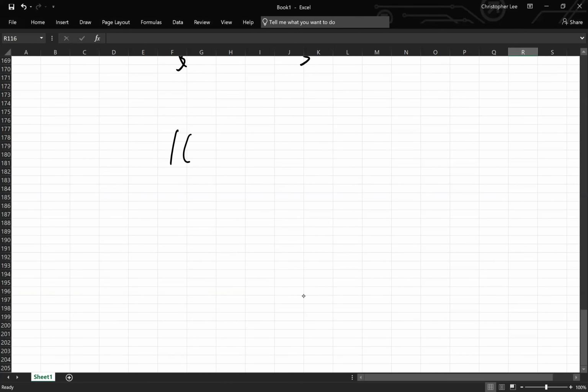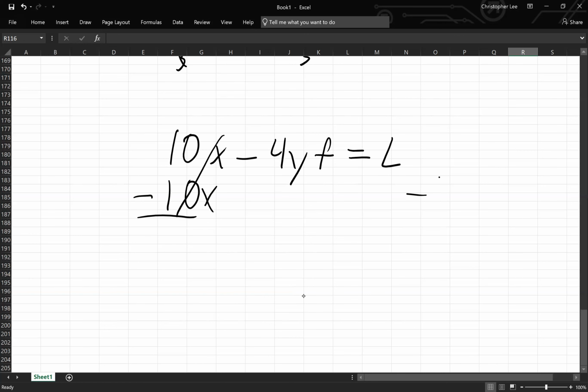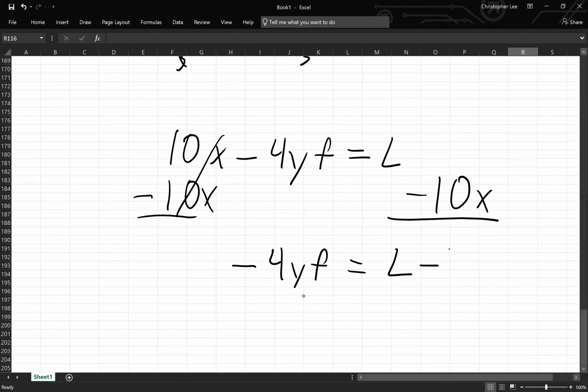Let me see. 10x minus 4yf. Like that? That's fine. All right, that's not bad. This one is minus 10x, good. Minus 10x, right? Which you do to one side, you do to the other. So minus 4yf is equal to L minus 10x. And then what do you do after that?